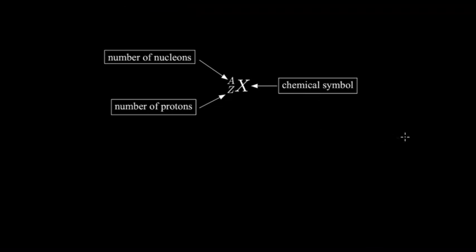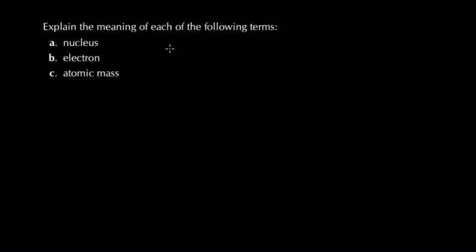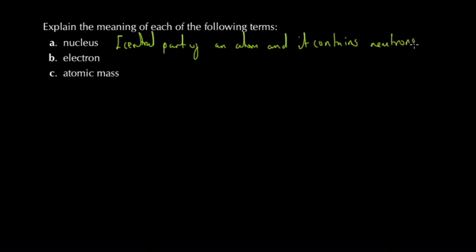Let's see if we can move over to another slide here. Explain the meaning of each of the following terms. So the nucleus: this is the central part of an atom, and it contains neutrons and protons. If you want, you can even say it contains nucleons. And that's it. Electrons, we say they are subatomic particles.